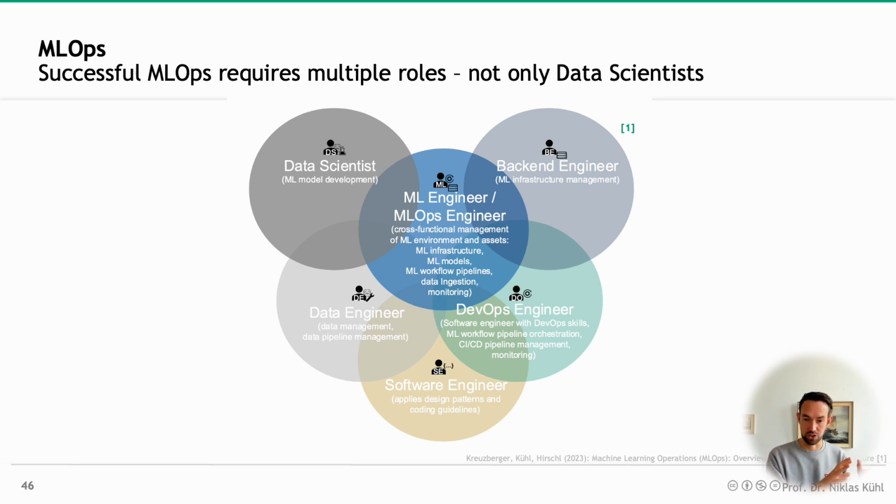You also have the data scientist, who will develop the machine learning models, right? In the background, do the training, do the testing. You have the data engineer, who is responsible for the entire data management, the pipeline management, the feature engineering, and so on. You have the software engineer, who applies design patterns and coding guidelines to build the best possible product. You have an own development operations engineer, so a software engineer with DevOps skills, and DevOps is the paradigm of developing and operating solutions at the same time. So DevOps. And this person also manages the pipeline orchestration, the management, the monitoring. And you have a backend engineer who does all of the machine learning infrastructure management.